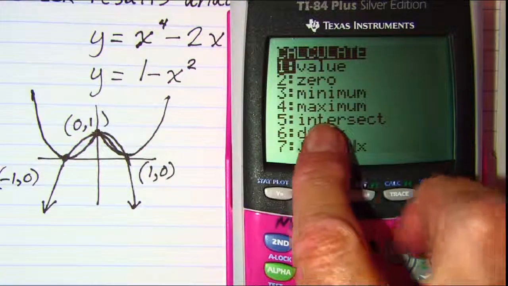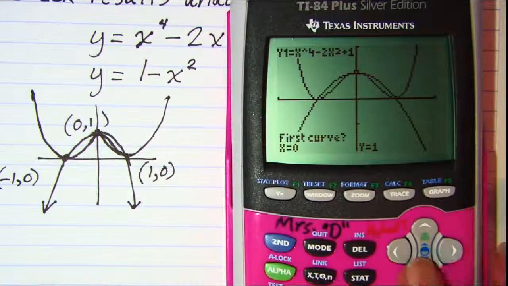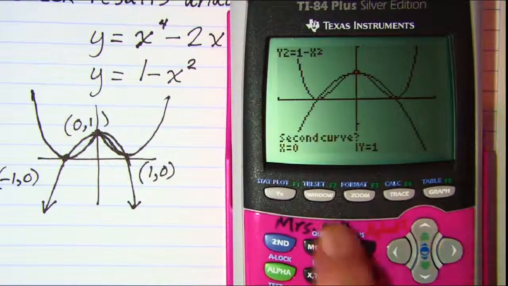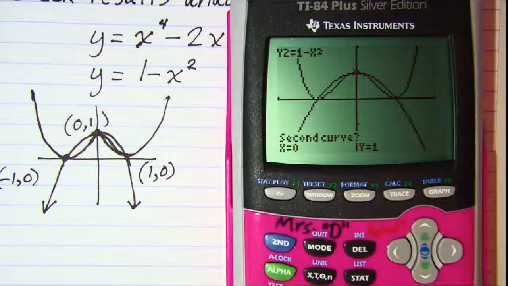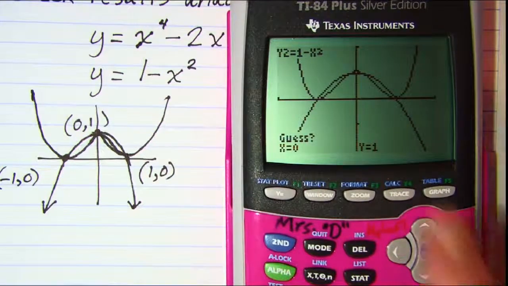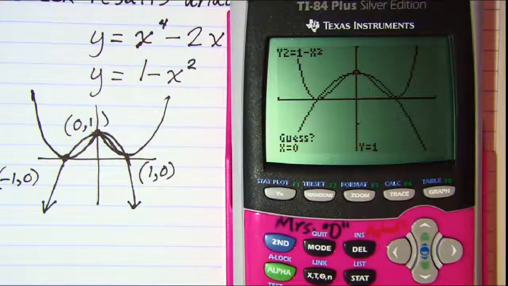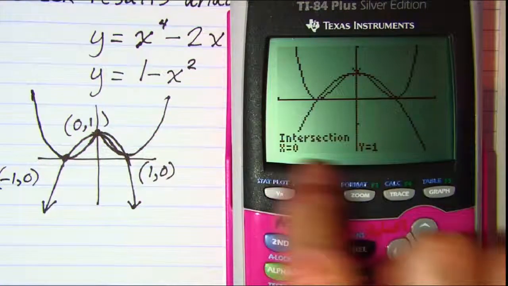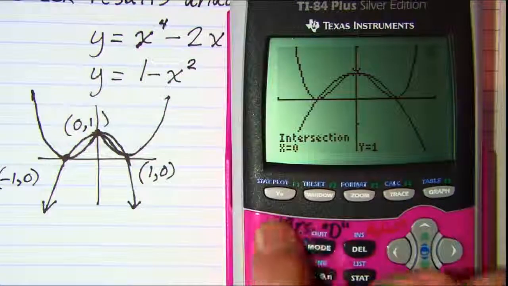But we could do our second calc button, and we have the choice 5 is intersect, and we want the first curve, so just press enter, and the second curve is this one, y2, we'll press enter, and then a guess, well, we can find this one up here since I'm already sitting there. Our guess, press enter, and it tells us that the point is 0, 1, which is what we said here.